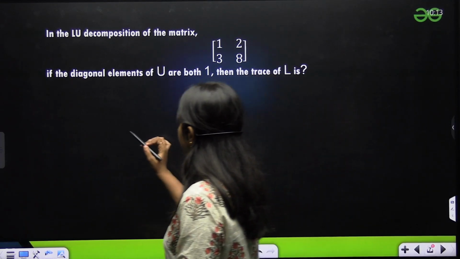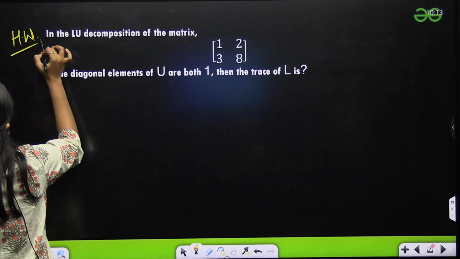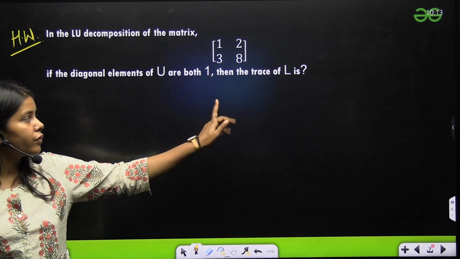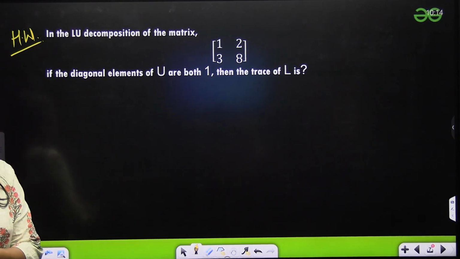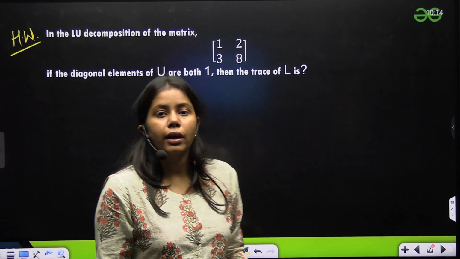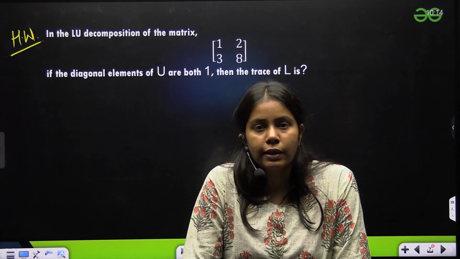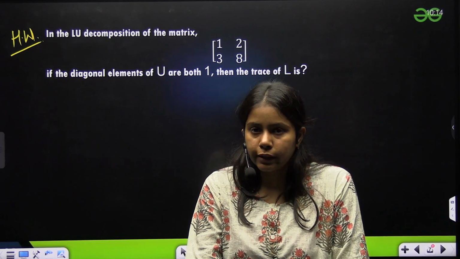Guys, see, you have to let me know in the chat section, or later in the comment section, what the trace of L would be. The diagonal elements of U are both 1, and you need to find the trace of L. So they are not asking for a specific value. What is the trace of L? Trace of L is nothing but the sum of the diagonal entries of L. So just do that and you would get the result.